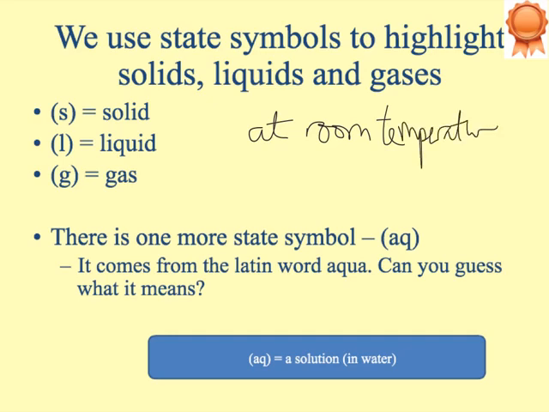Okay. So S for solid, L for liquid, G for gas. Now there's one more that you may have seen, which is AQ, and it comes from the word aqua. Okay, which means the word is aqueous. It means that something is a solution. So what do I mean by a solution? Something like salt in water is a solution. So you've taken the salt, which is a white solid, and you've dissolved it in water, and you can no longer see it, but you know it's still there because you can taste it. So the salt is a solution, and this is aqueous in water.